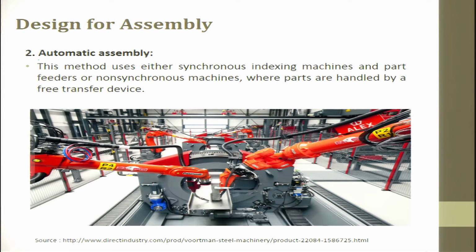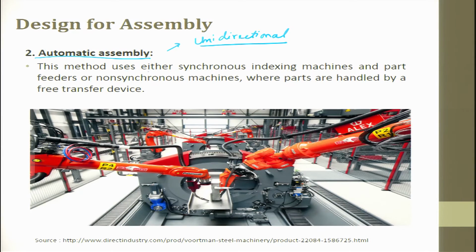This is a complete automatic assembly line. If you see a complete automatic assembly line, the first thing they follow is unidirectional assembly. That means to say the part will be locked at the bottom end and the rest of all the parts which are to be assembled are added only in one direction from the top. And this makes the assembly very easy.